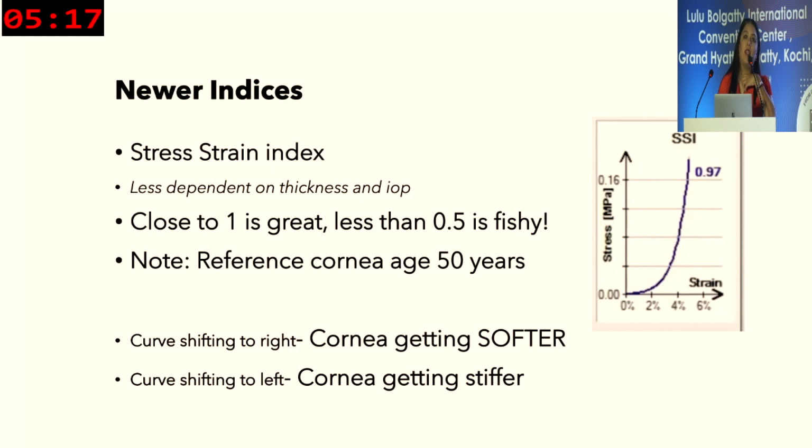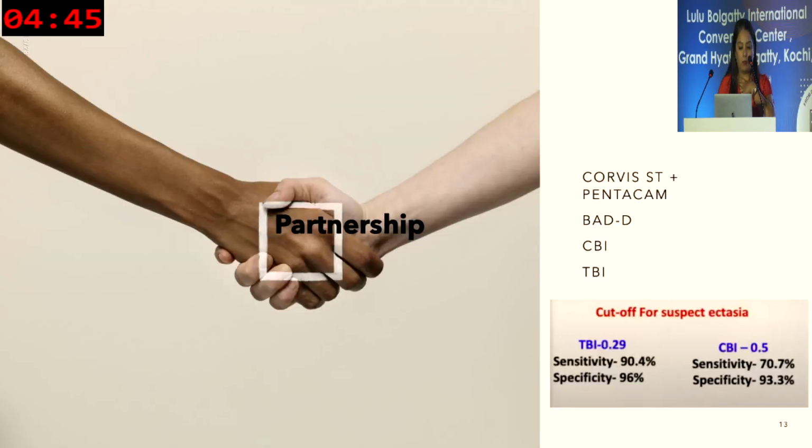But do note that the reference subjects here were about 50 years old. So practically you may not get a value of 1, you may get a little less in younger subjects, but less than 0.5 will be fishy. What is most important is that this can be used to assess the progression of keratoconus or the effect of cross-linking. So if the curve is shifting to the right, that means the cornea is getting softer. And if the curve is getting more vertical and shifting to the left, that means the cornea is getting stiffer.